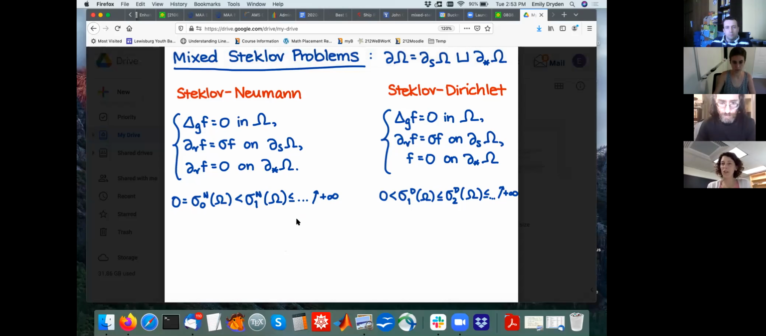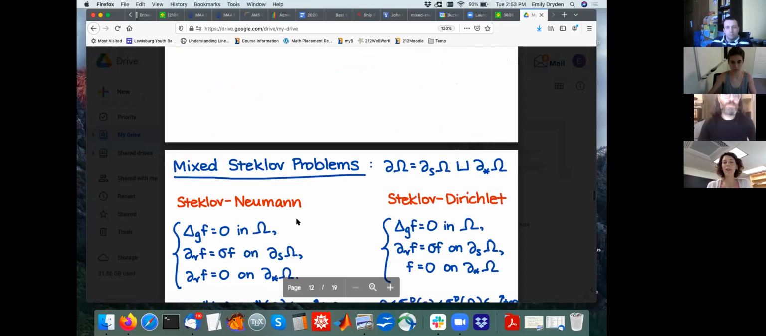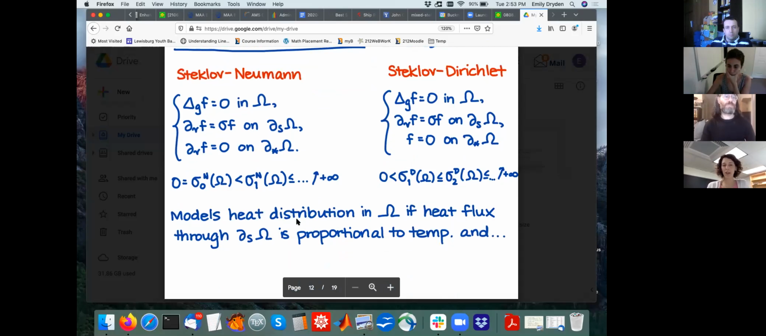In case you don't think about this regularly, how should you think about it? Well, you should think about some heat distribution. And through the Steklov portion of the boundary, the heat flux is proportional to the temperature. And then on the Neumann portion of the boundary, we're perfectly insulated. Or on the Dirichlet portion of the boundary, we're held at temperature 0. Okay, so we're modeling this heat distribution.